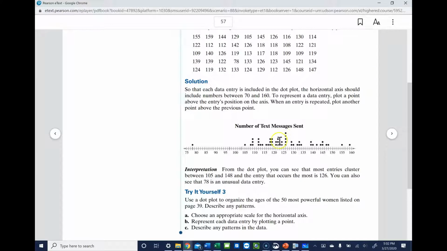A dot plot also gives you a lot of information. You can tell the frequencies as they're grouped, but you can also tell a little bit more than just the frequency distribution, because it's giving you the exact numbers. Like we have 5 dots representing 5 cell phone users that sent 126 text messages.